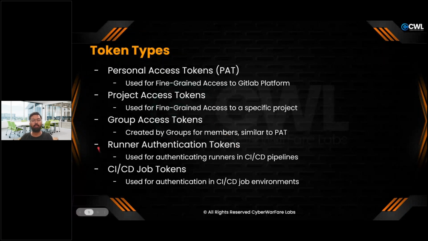Then this is the interesting one, runner authentication tokens, which we will understand in the next slides. It is used for authenticating runners in CI/CD pipelines, etc. Then CI/CD job tokens. It is used for authentication in CI/CD job environments, right? So out of all of them, the one that we will be concentrating on is the personal access token, or the PAT. So let's see how this can be useful during our operations in a GitLab kind of environment.